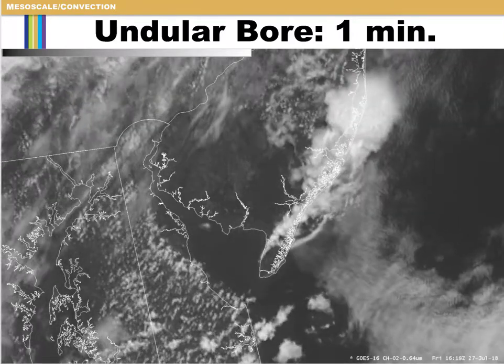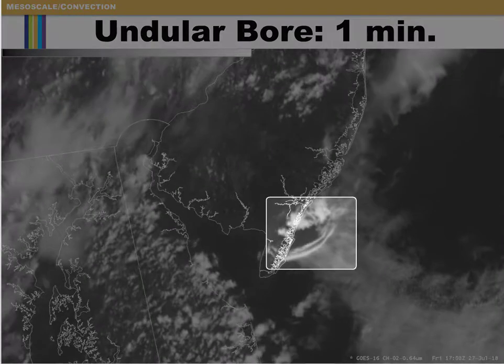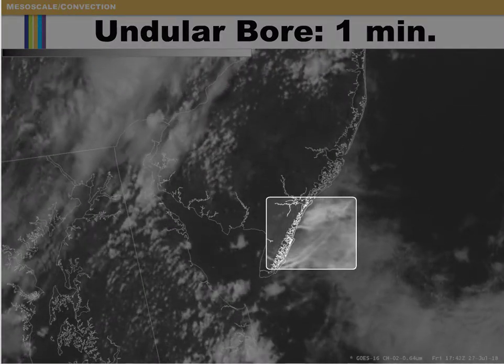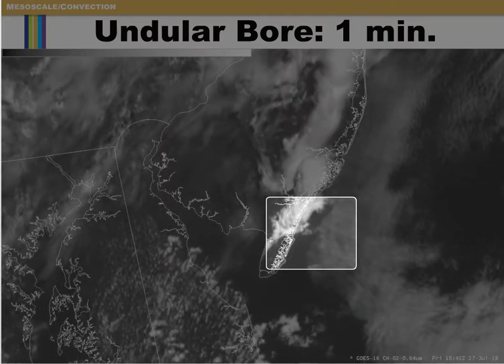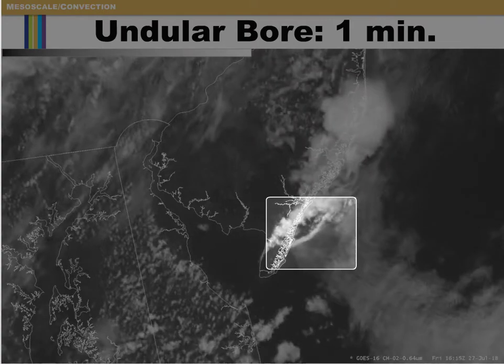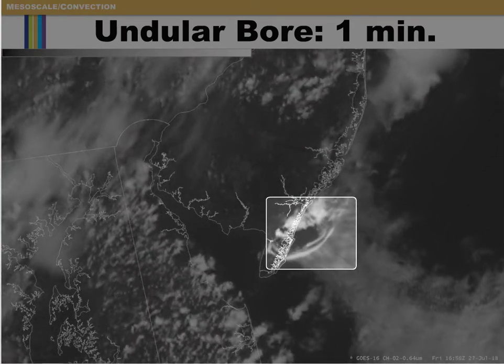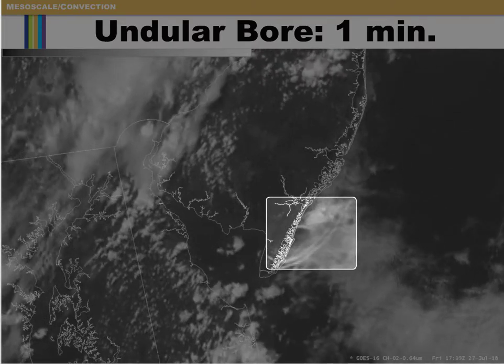This is an example of a transient Undular Bore in southern New Jersey from 27 July 2018. In the 1-minute visible imagery, we observe weakening convection in southern New Jersey spawn an Undular Bore that moves east and southeastward. Note that we are zoomed in considerably, and this is a 1-minute loop, so this feature does not last that long and is not large.